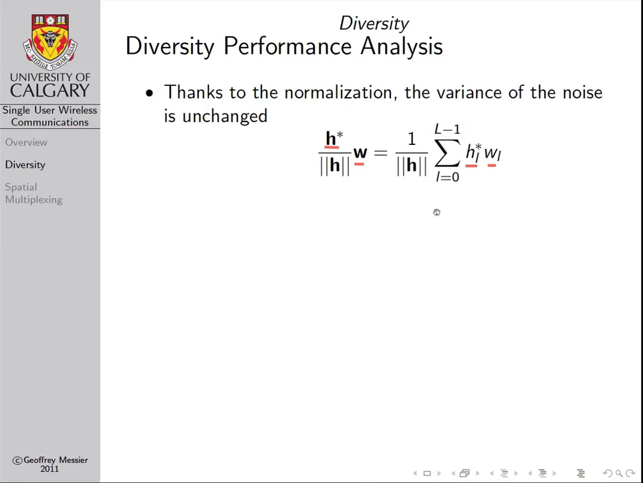So if you take a bunch of Gaussian samples and you add them all together, your distribution is still Gaussian. Normally, this scaling by these channel values would change the variance of the noise. However, thanks to this normalization term out front here, the variance doesn't change. And so essentially, the noise is left unchanged. It's still Gaussian noise, and it has exactly the same variance as the individual noise terms making up the vector W.